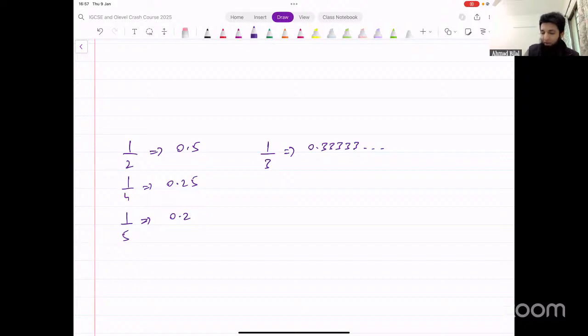Similarly, if you had 1 over 6, what would that be? Just half of this, right? That's like 0.1666666, and it's a recurring decimal like this as well. Now, keeping these in mind will really help with your estimation.